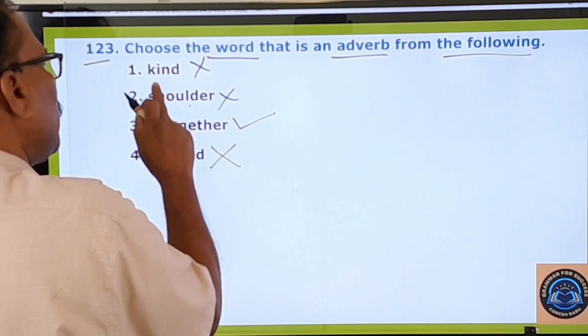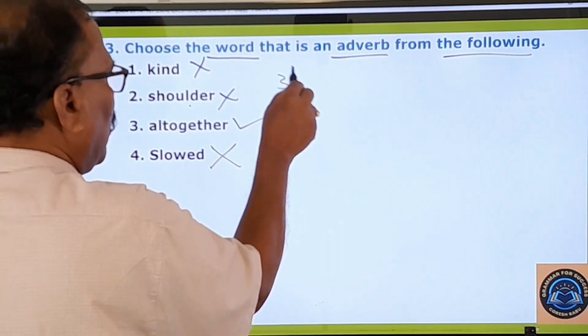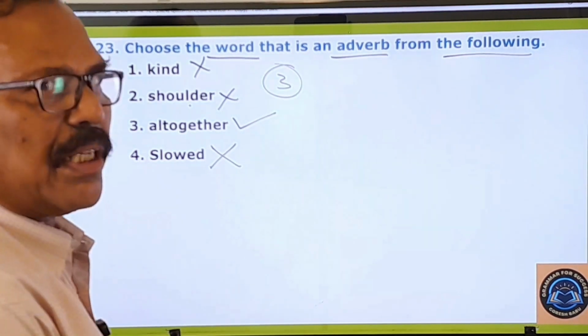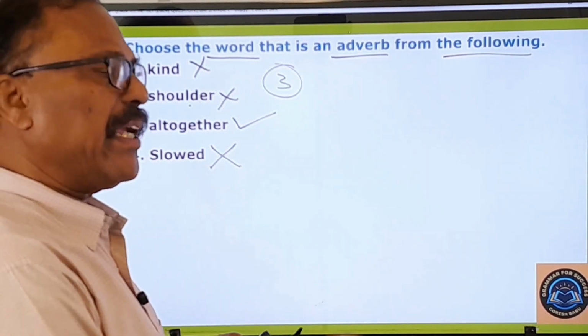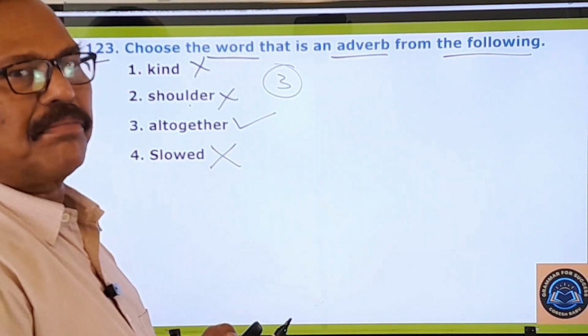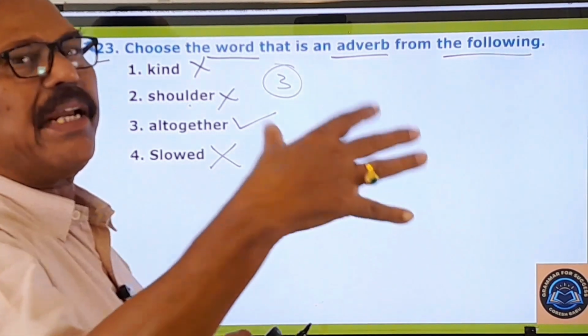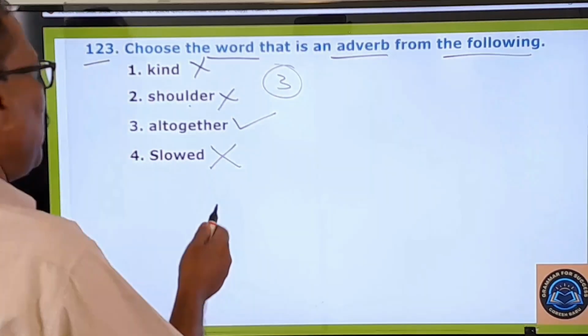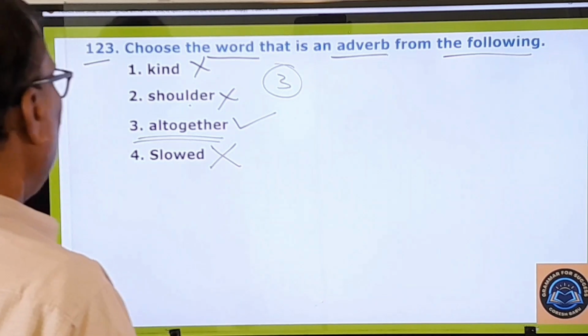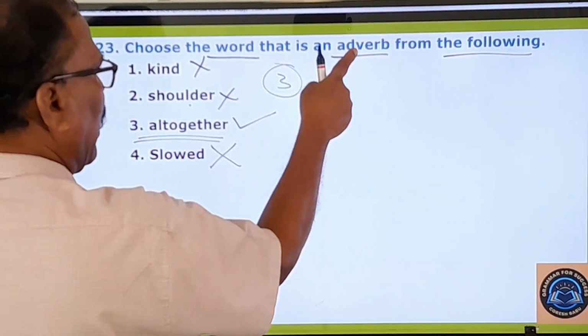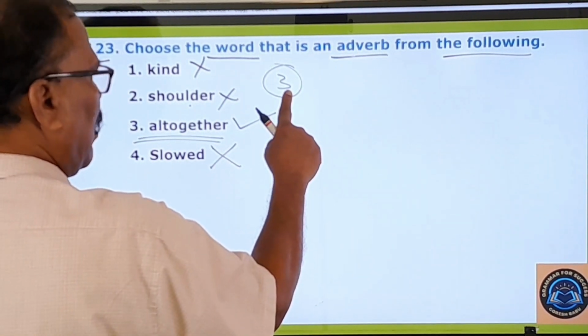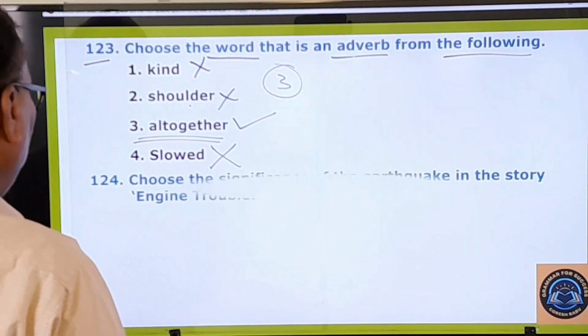So here the first one, second one and fourth one are wrong. Only the third one is the right one. Altogether: they have vacated the house altogether. They have altogether vacated the house. Altogether means completely, entirely. So this third one is the only adverb. So your answer is the third one. You go to the 124th question.